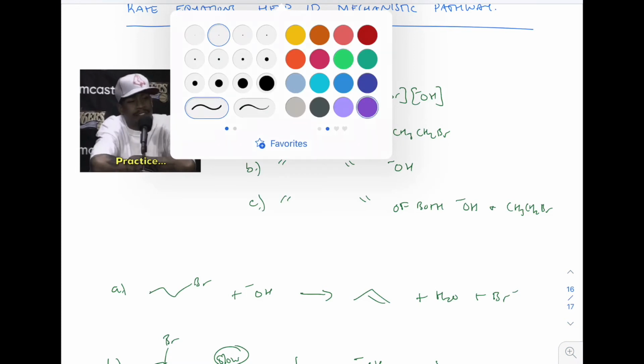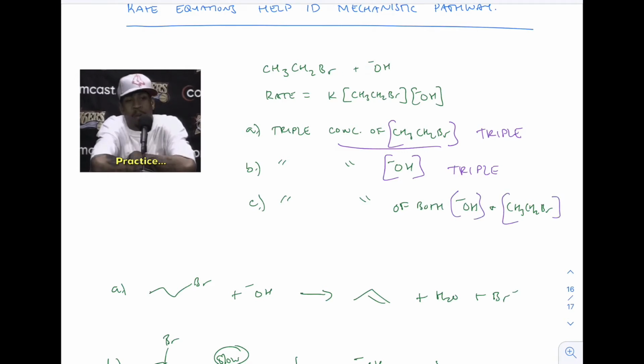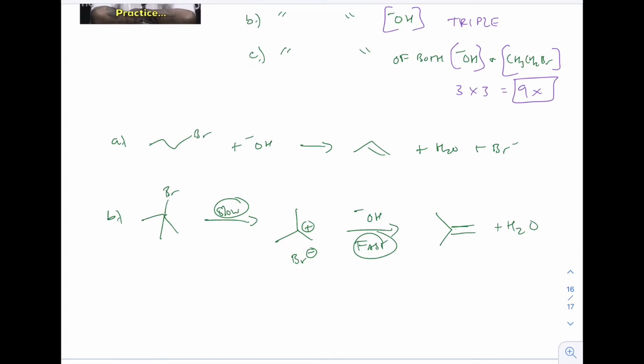Okay, so part A, triple the concentration of bromoethane. How does that affect the rate? Well, since we have concentration of bromoethane, that factor, or that variable, whatever it is in the rate equation, if we triple it, we are tripling the rate overall, okay? And then if we triple the concentration of hydroxide, we do have that term in the rate. So if we triple it, we will triple the rate. Since we have both of them, if we triple the concentration of each of them, that's multiplying 3 by 3, which is 9. So it will increase the rate of the reaction by a factor of 9.